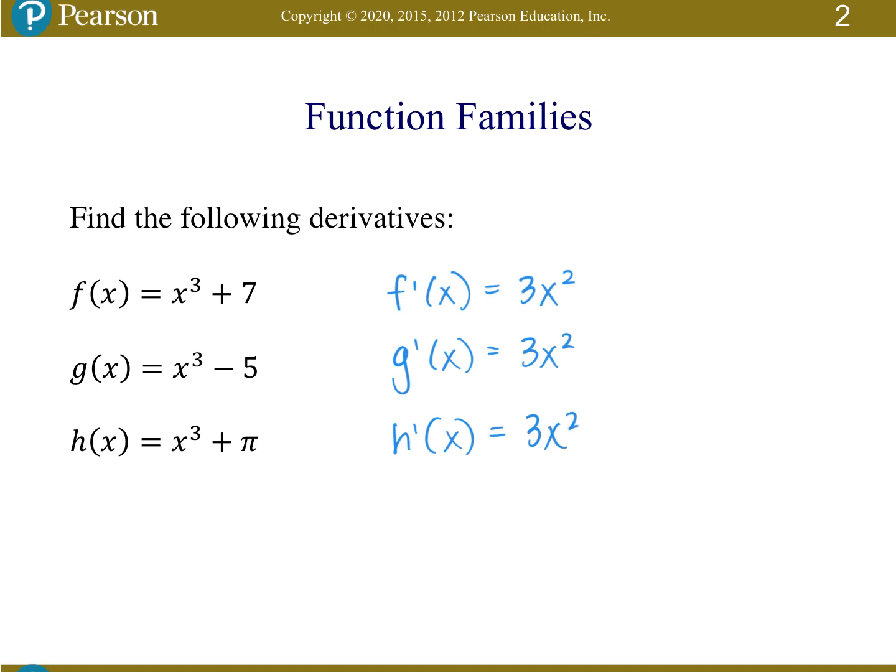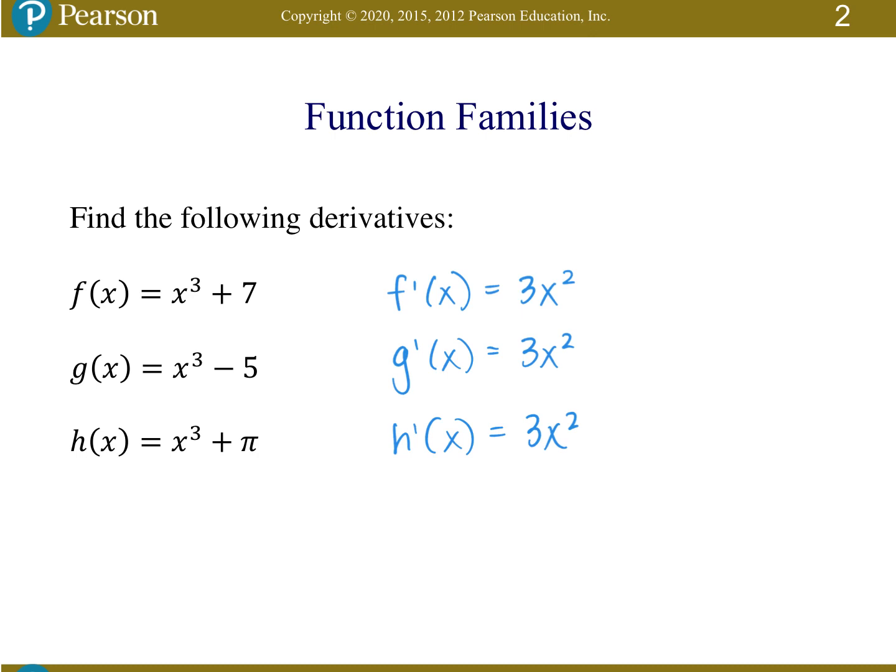So we call this a function family. These are all cubics. What's the difference in the three original cubic functions? The y-intercept. All of them have been shifted somewhere different. One of them's been shifted up 7, one of them's been shifted down 5, one of them's been shifted up pi, but they all have the same derivative, and we know that the derivative means same slope. They all have the same slope, so they all are curving in the same way.